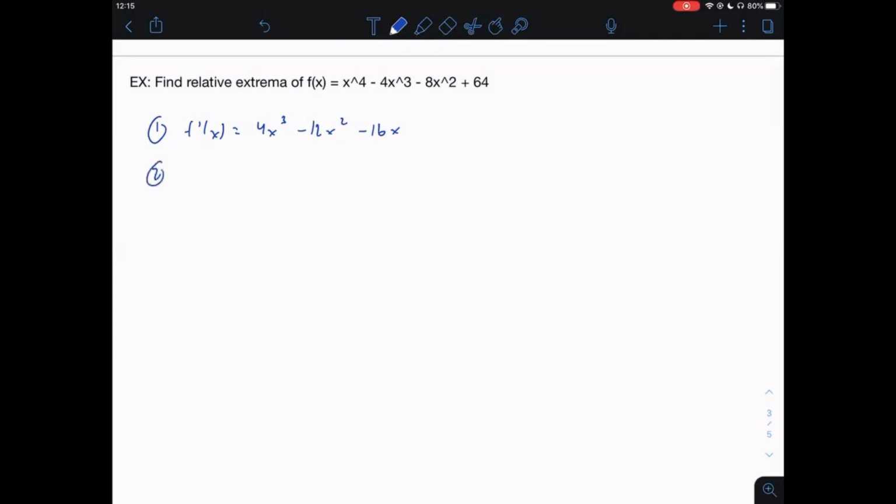So now the second step, set that first derivative equal to 0. So we're gonna have 4x cubed minus 12x squared minus 16x, set equal to 0, and then we wanna solve for x. But before we start solving for x, let's see if we can take out any common factors. Look at what we have here, 4, negative 12, negative 16. What do 4, 12, and 16 have in common? A factor of 4, so we can take out a 4.